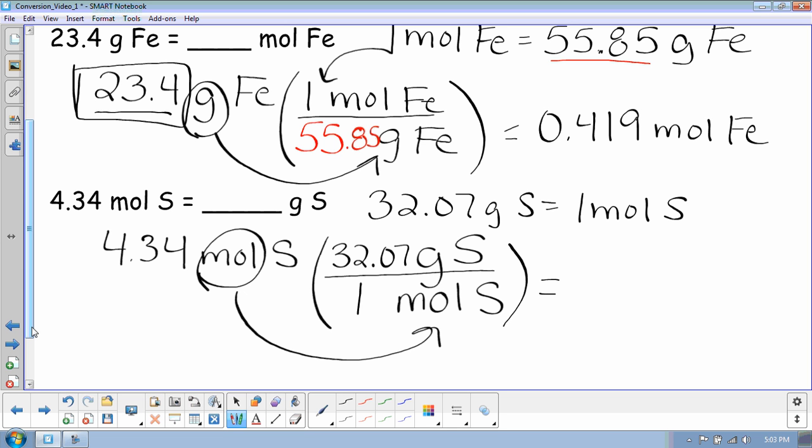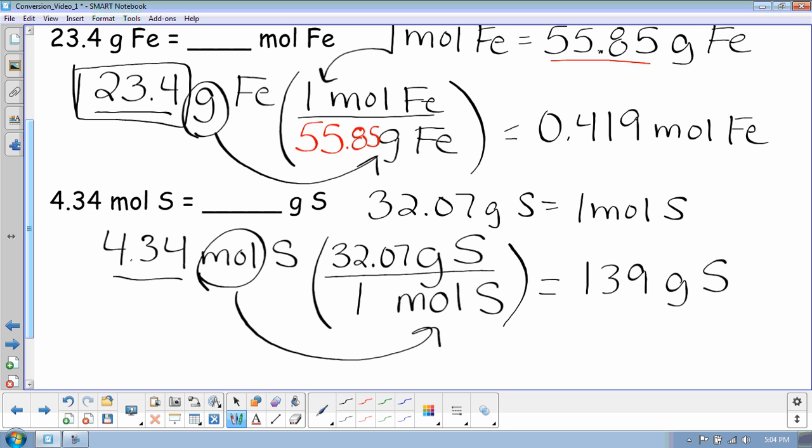So here, I'm actually going to multiply. So I'm going to have 4.34 multiplied by 32.07. I'm going to end up again with an answer that's supposed to be in 3 significant figures based on the 4.34. So I'm going to end up with 139, and that's going to be grams of sulfur. Again, don't forget the units.